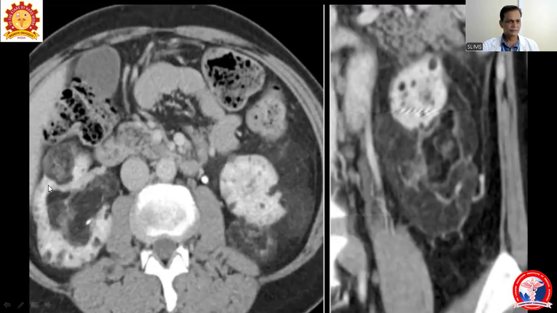Here again, multiple angiomyolipomas are there, in the cortex as well as within the cortex. Some are extruding.